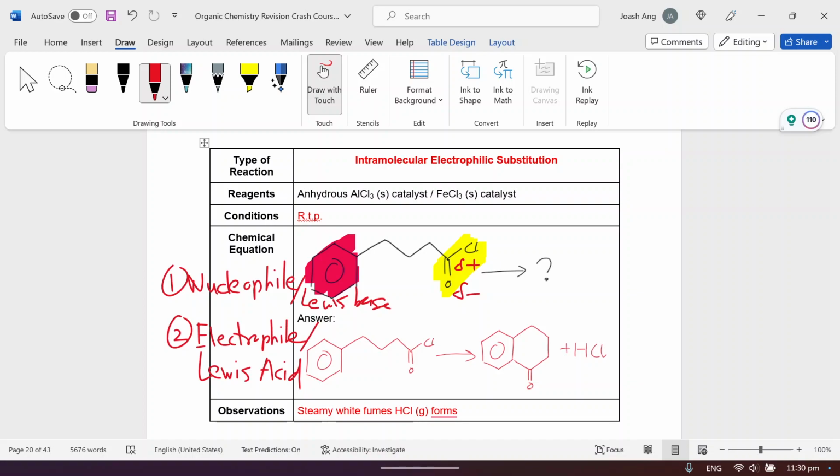So in this case, we're going to have an attack from the benzene ring, the high electron cloud of the benzene ring, to the electrophilic electron deficient carbonyl carbon. Okay, so that is the main concept.